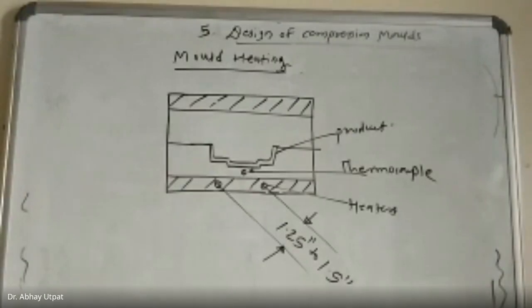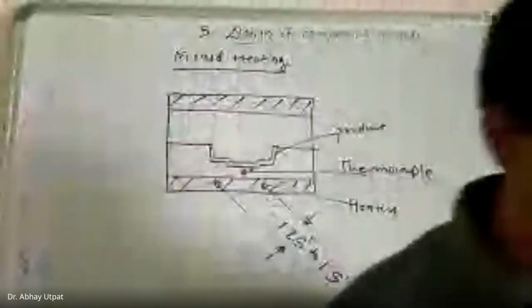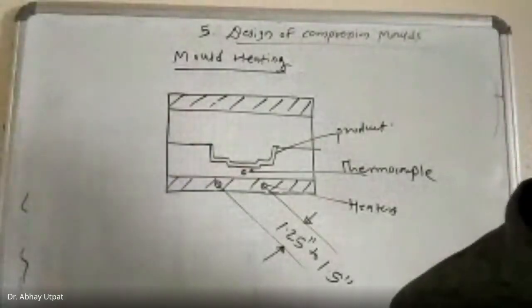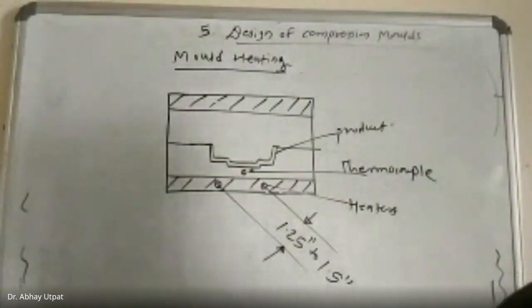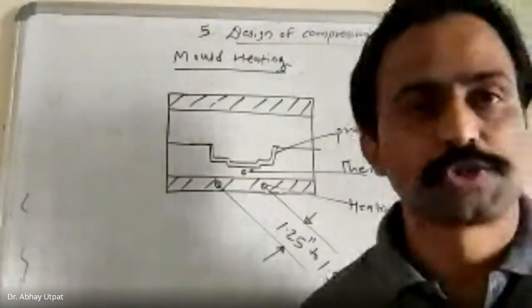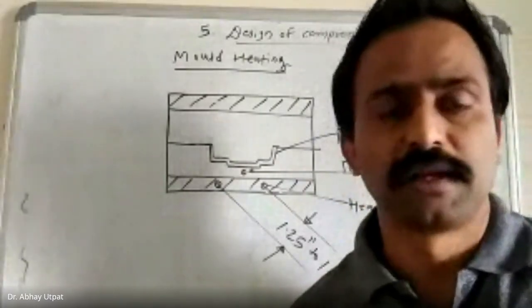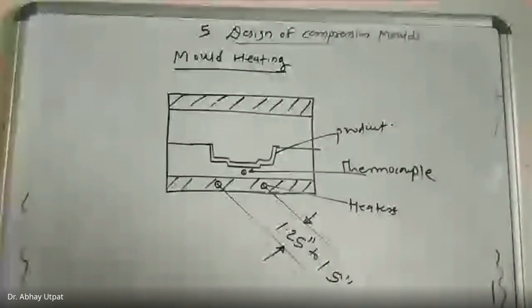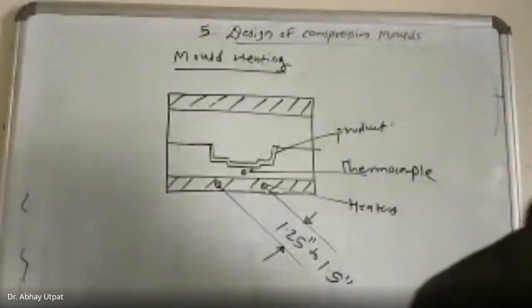If the distance is too close, it will cause on-off problem of thermocouple. And if the distance is too far, it will cause problem of core heating.